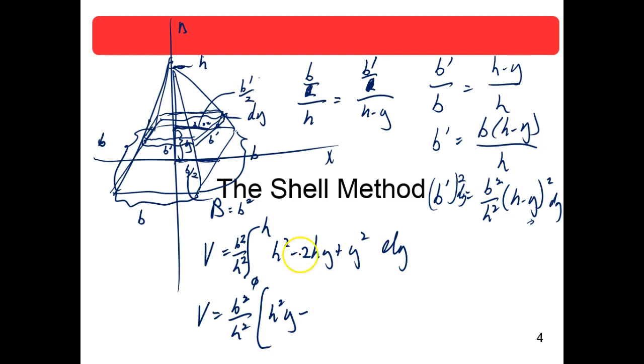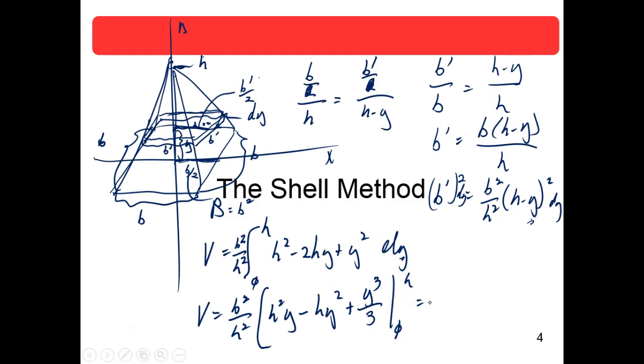Anybody? Antiderivative of minus 2hy. Where y is your variable, h is your constant. hy squared, perfect, plus y cubed over 3. Okay. And that's going from 0 to h.